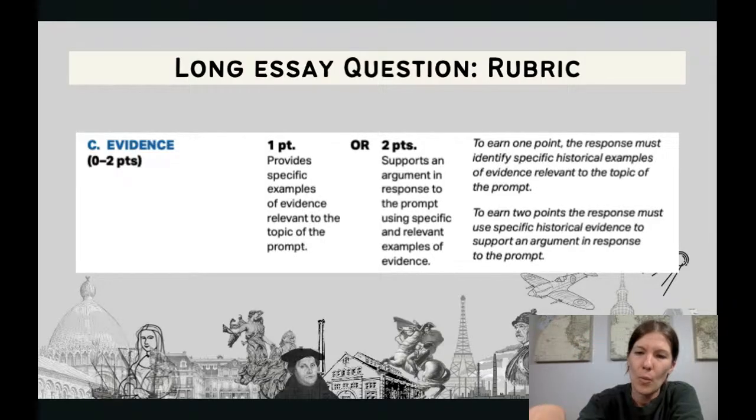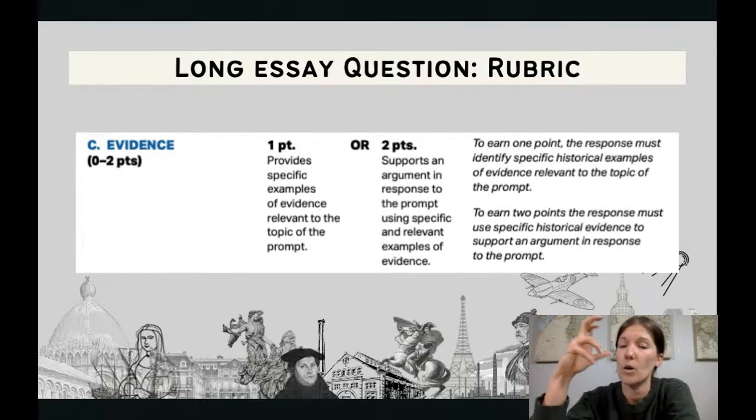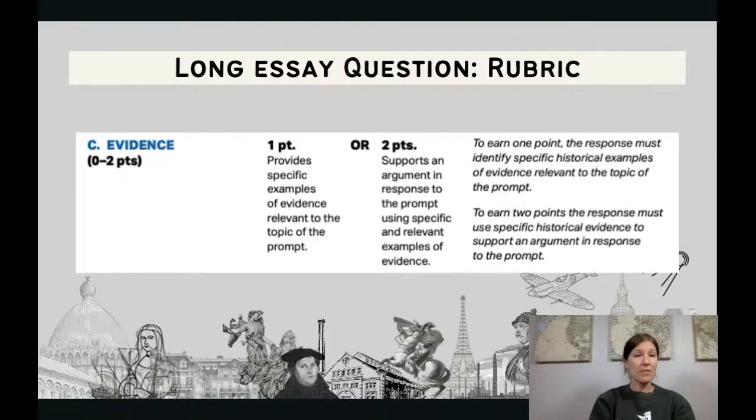To earn 2 points, the response must use specific historical evidence to support an argument in response to the prompt. Again, this is using that reasoning language. This is because, this is due to, just use the word because all the time. If you think about writing a body paragraph in a long essay question, or really in any history essay, you have a topic sentence, and then you have some evidence, and then you have some reasoning, and then you have some evidence, and then you have some reasoning, and then you have a concluding sentence. That's a great body paragraph right there.